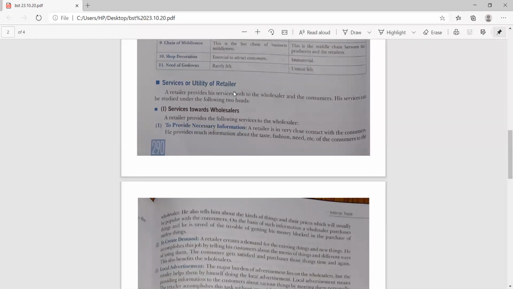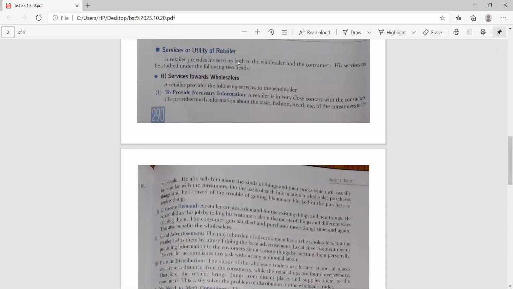Yesterday we did the utility of the wholesaler that is provided to the retailer, customer and society. Today we will learn what are the services or the utility the retailer gives. The retailer gives utility or benefits to the wholesaler. These are, first, to provide the necessary information.